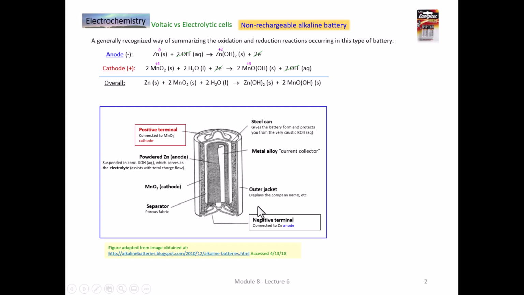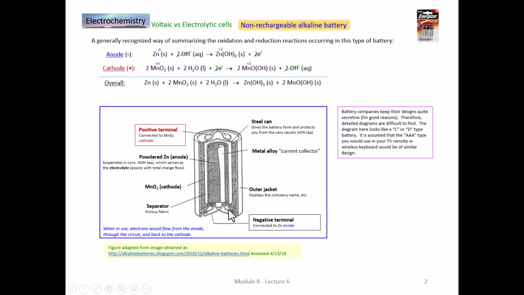And then of course someone has to put an outer jacket on it with some pretty graphics that displays the company name, the type of battery, and so forth. Now when in use, of course, electrons would flow from the anode, which is the negative electrode, through the circuit, and then they'd flow back into the cathode. As I said before, this of course doesn't look like a AAA battery, but I had a hard time finding a good diagram, and so this is the best I could do, and I think it did a pretty good job.